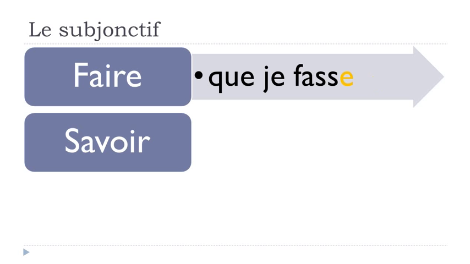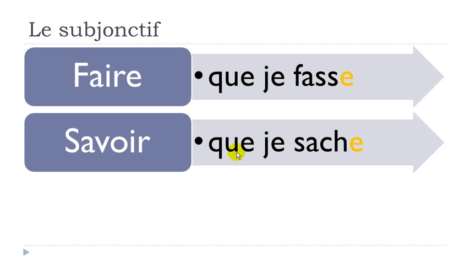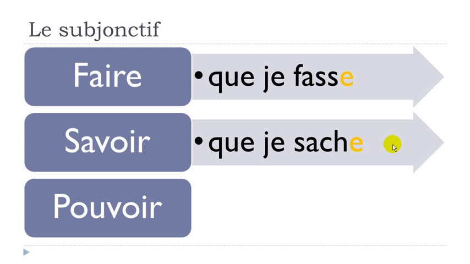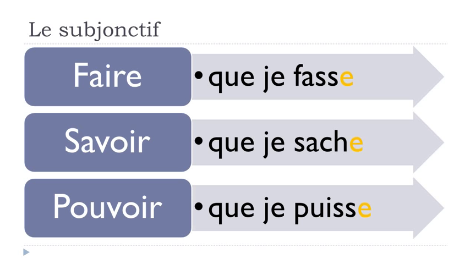All right? Savoir will give you que je sache. Same thing here: you take the ending away, and after that you put the endings that we saw, ES, IONS, IEZ, ENT, according to the person, of course. And then pouvoir, can, will give you que je puisse. Exactly the same thing here. You take the ending away, and then you put the endings according to the person.